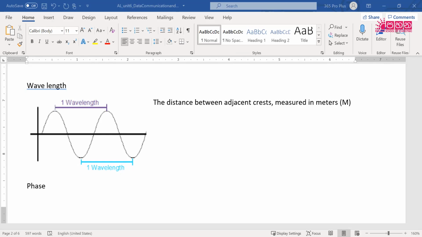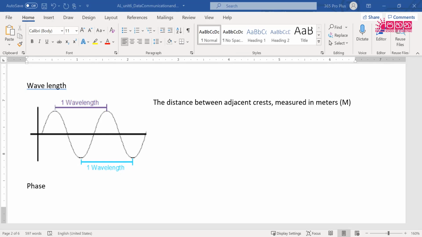Now, phase here means the starting point. So different signals start at different points. We call that different phases. That's exactly what we mean by phases. So we can talk about something like phase difference.